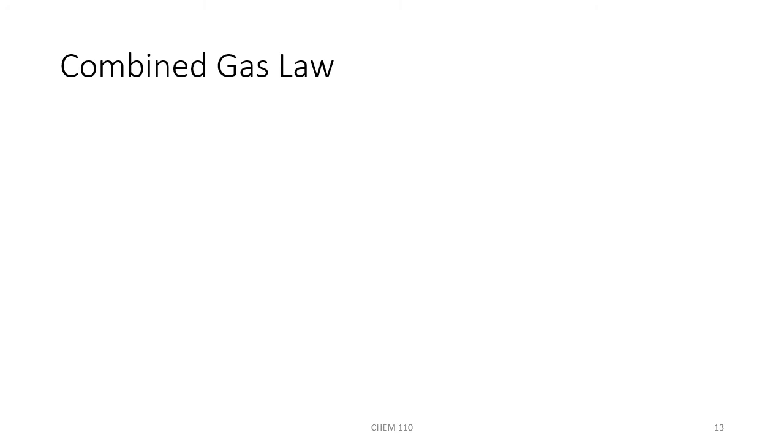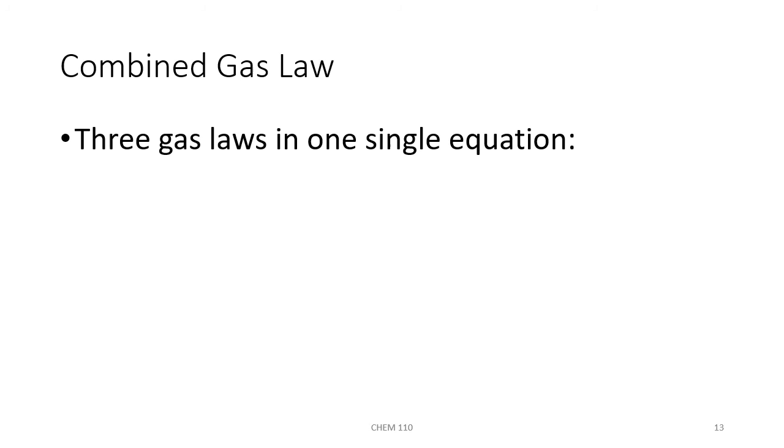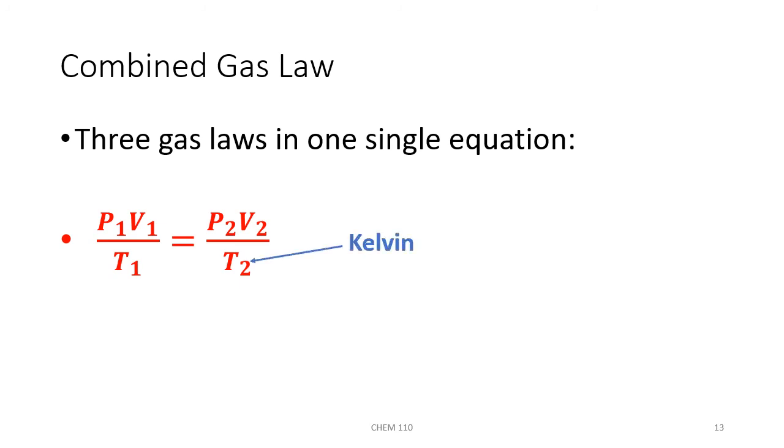The three gas laws we've just examined can be brought together in one single equation. This is known as the combined gas law. It says that P1 times V1 over T1 equals P2 times V2 over T2. The only requirement is that our temperature is in units of Kelvin, just as we saw with the other gas laws.